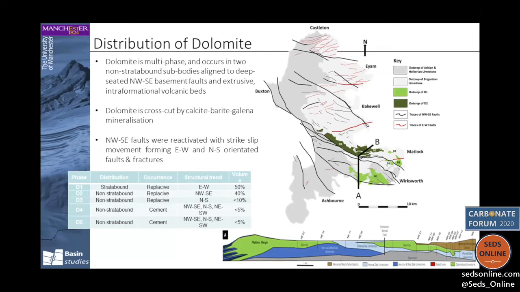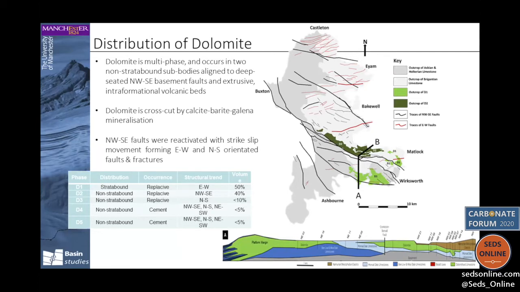One is proximal to the platform margin, which is labelled as D1 in a lighter green colour, and one is orientated along one of these northwest-southeast faults, which is labelled as D2 in a darker green colour. Dolomitization on the Derbyshire platform is multi-phase, and an earlier phase of dolomite is the D1, the lighter green colour. This formed during the early platform, just before it was buried, and this is a replacive phase and forms approximately 50% of the volume of the dolostone you see on the platform. This isn't discussed in the talk, but I'll be referring to it later.